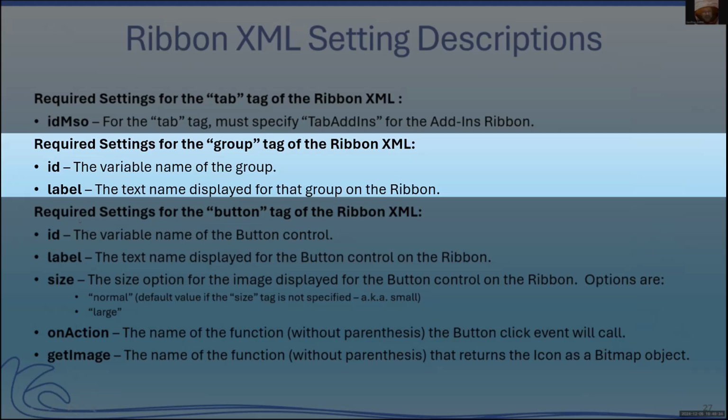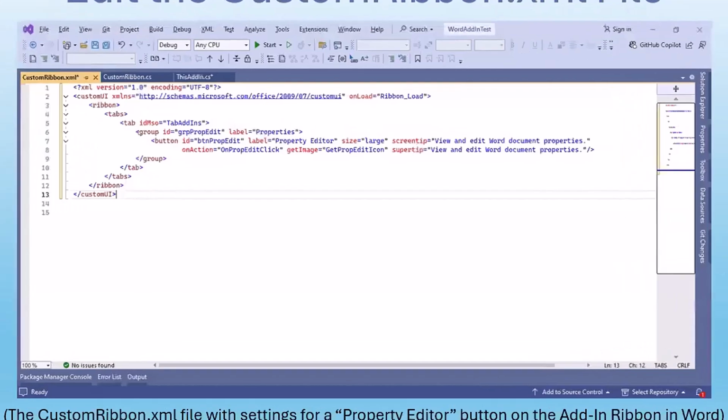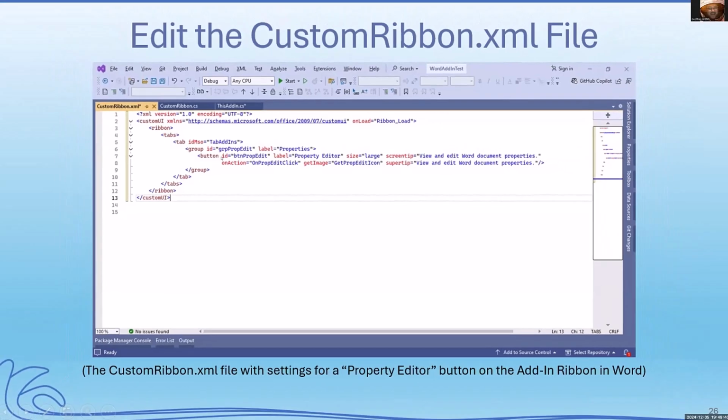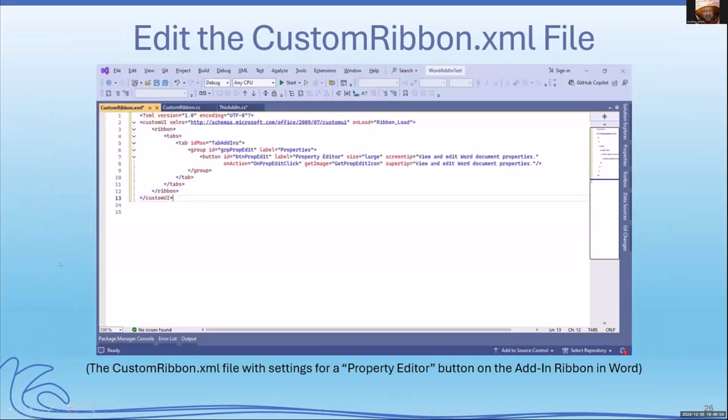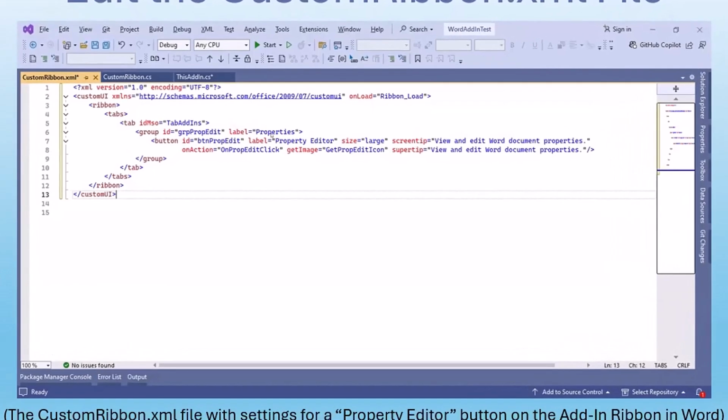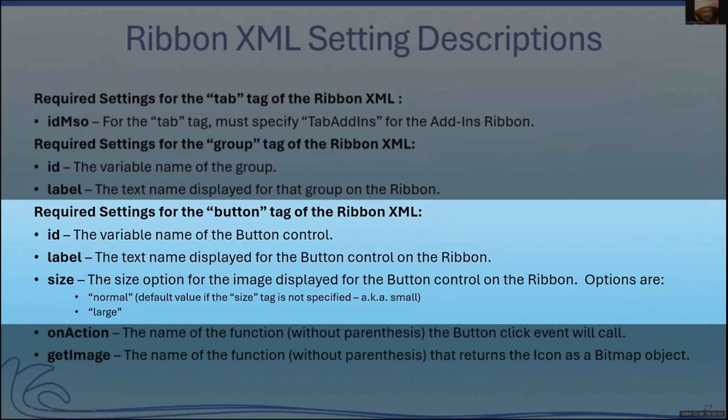And so then the tag under the groups tag here is the button tag itself. That's the actual button on the ribbon. And the ID is the variable name of that button control that you would call in code, but you don't see that on the ribbon. The label is the actual text name that's displayed on the ribbon for the button. So you just put whatever value you want. In this case, we used property editor is what we put there, and that's what will show up on the ribbon.